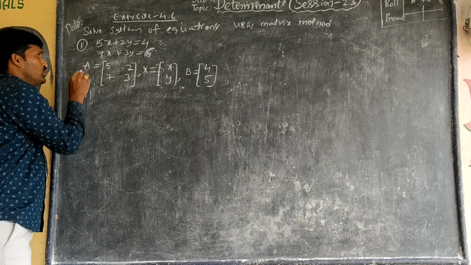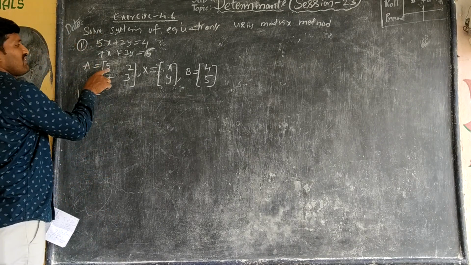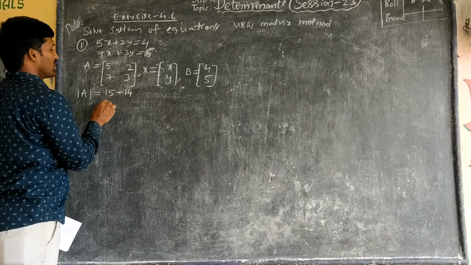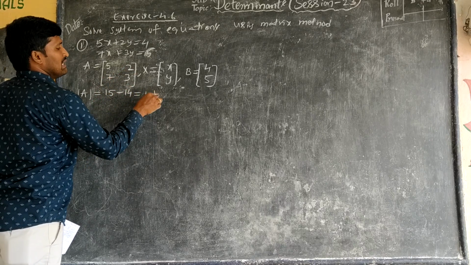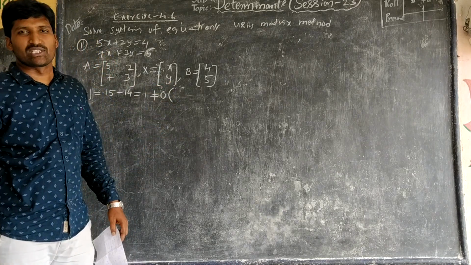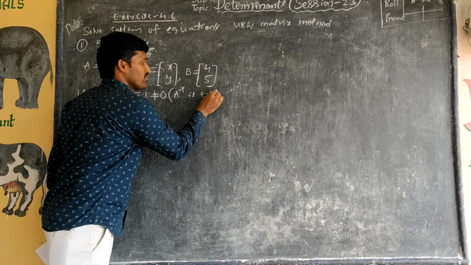Now to do the matrix method, first find the A value. That A value, what do we get? 5 3s are 15 minus 7 2s are 14. So how much did we get here? 1. Clearly it is not equal to 0. When A is not equal to 0, A inverse exists.